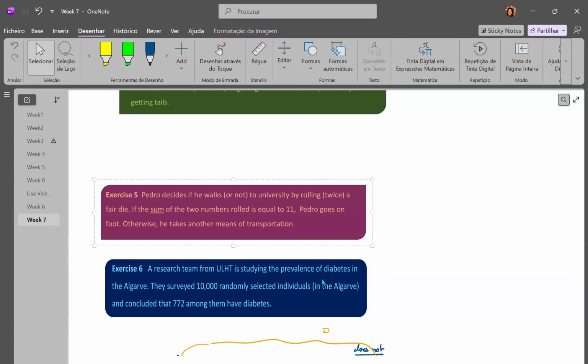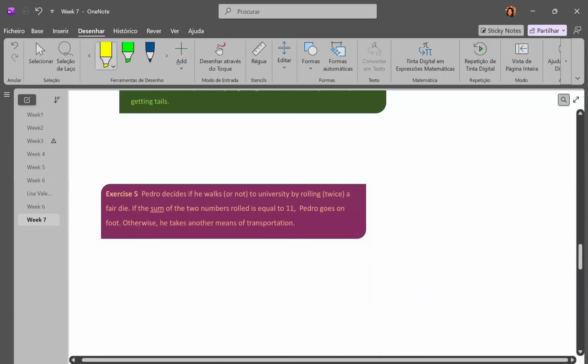So we have this problem. Pedro has a method to decide if he's going on foot to university or not. His method is the following. He starts the day by rolling 2 fair dice, and if the sum of the numbers he gets from those 2 dice is equal to 11, he goes on foot. Otherwise, he does not. Let us suppose I have a Bernoulli here, and that Bernoulli will signal when Pedro is going on foot as a success, okay?